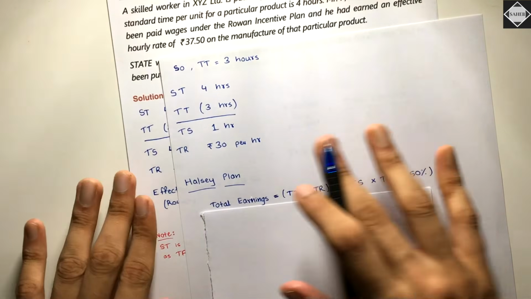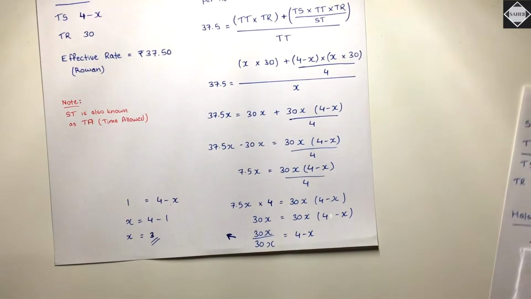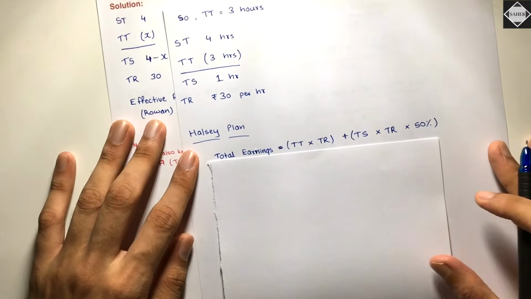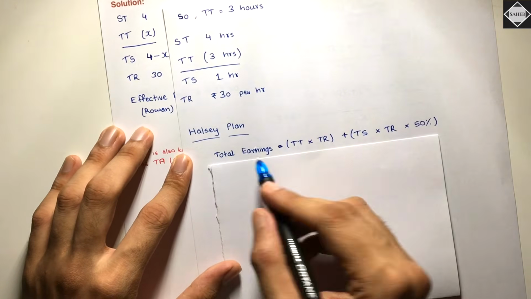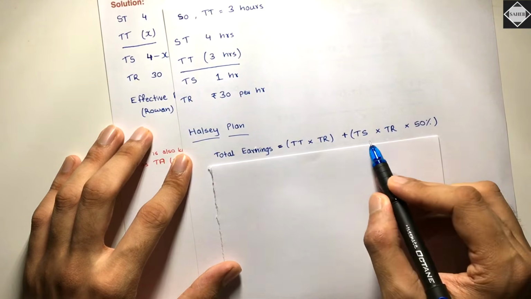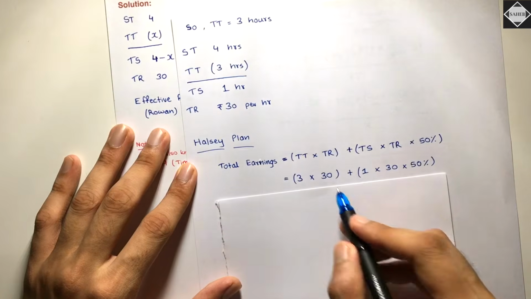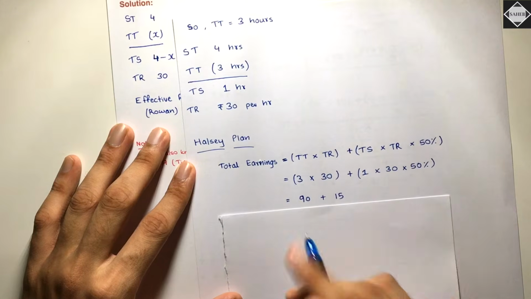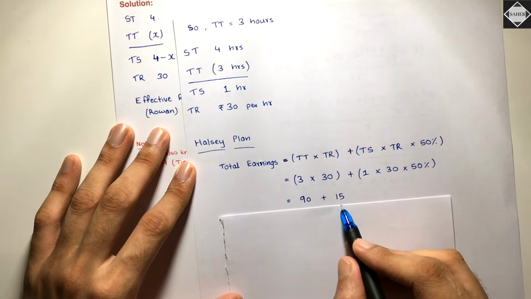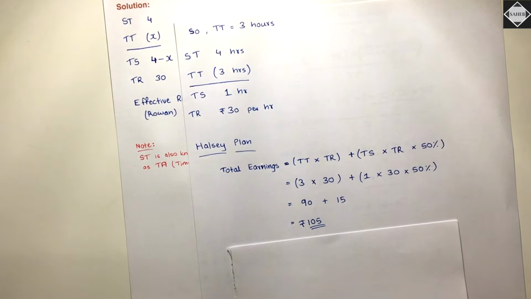Now it's really simple. The only difficult part was this and this calculation. If you do this properly, it's simple math only, and then you are done, right? You can easily get the marks over this. See here, total earnings is TT into TR plus TS into TR into 50%. TT is 3 hours into 30, plus time saved is 1 hour, time rate is 30, into 50%. 3 into 30, that's 90. 1 into 30, 30 into 50%, that's 15. 90 plus 15, that's 105 rupees. These are the total earnings according to the Halsey plan of that employee.